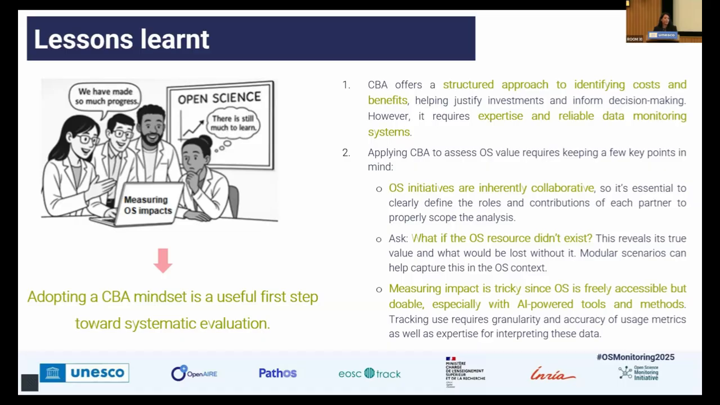And as I said before, it is really important to answer the question: what happens if the open source did not exist? This allows us to get the true value of these resources. But most important, it is also useful to have a good metric of the usage of these resources. What we struggled with was finding data on the users of these resources.